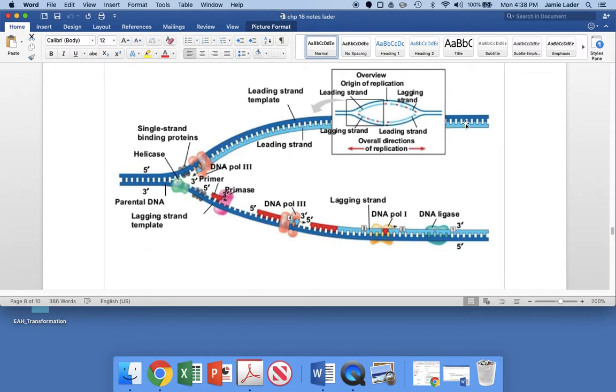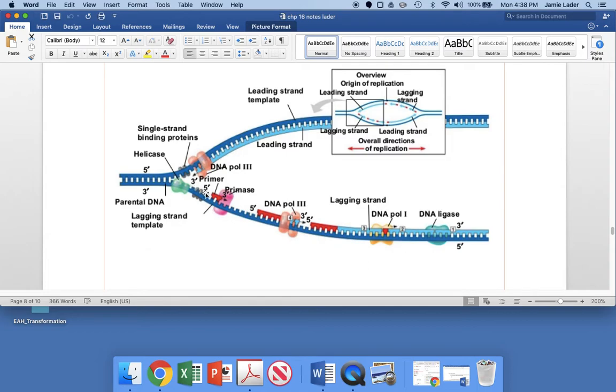Now, those original RNA nucleotides have to be converted back to DNA. So another enzyme comes along and converts them, and its name is DNA polymerase 1. Notice the names of these enzymes: polymerase, DNA polymerase. It's building a polymer. Many nucleotides. That's all.